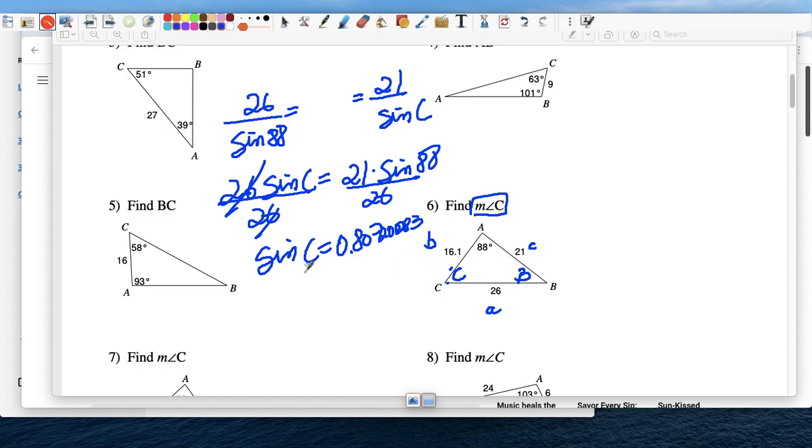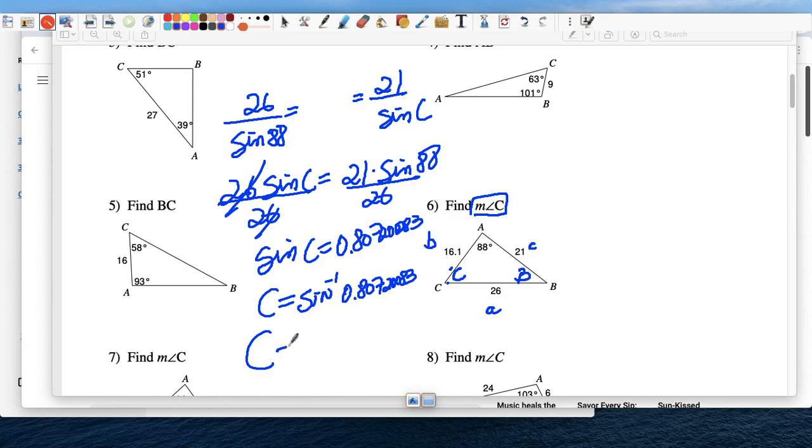Now, it says here that there's an angle, and that the ratio of the opposite over the hypotenuse is 0.807200083. What angle gives you that ratio? Well, in order to find that angle, we're going to use the inverse sine. So in your calculator, look for that. It's not sine, it's the inverse sine.